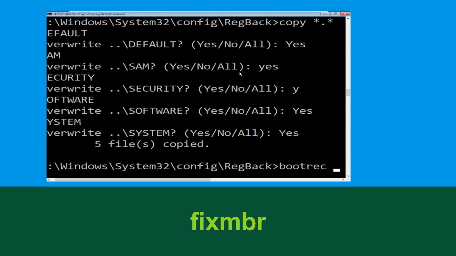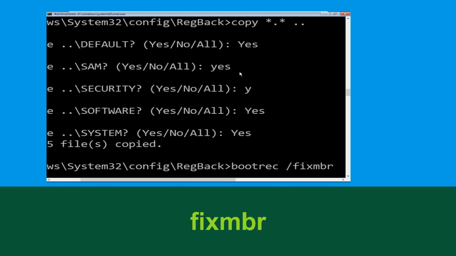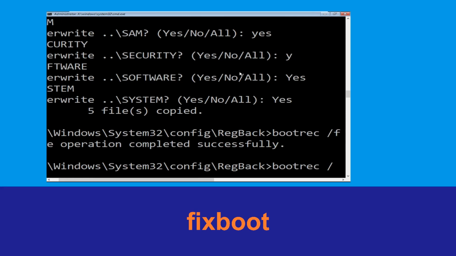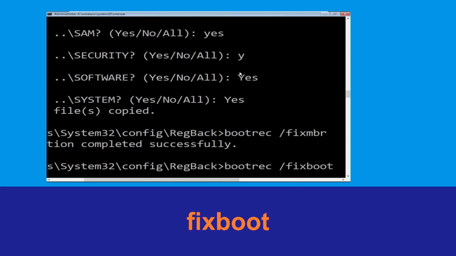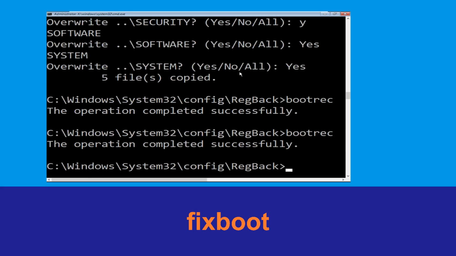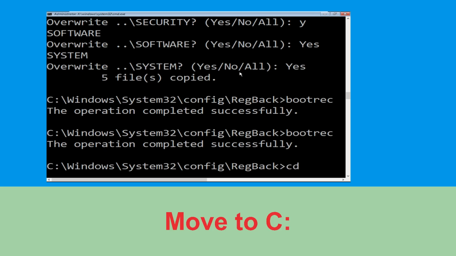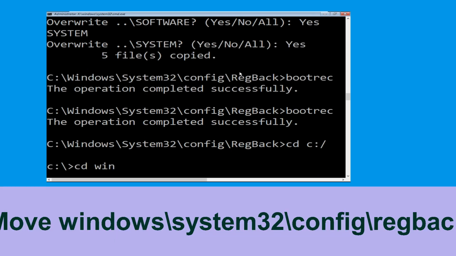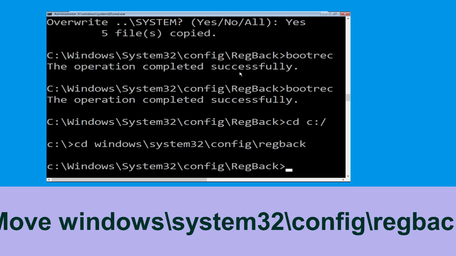Type in bootrec space /fixmbr and hit enter to execute the command. Now type bootrec space /fixboot and hit enter to execute. Now type cd space c:/ and simply hit enter. Now type this command cd space Windows/system32/config/regback and simply hit enter to execute the command.